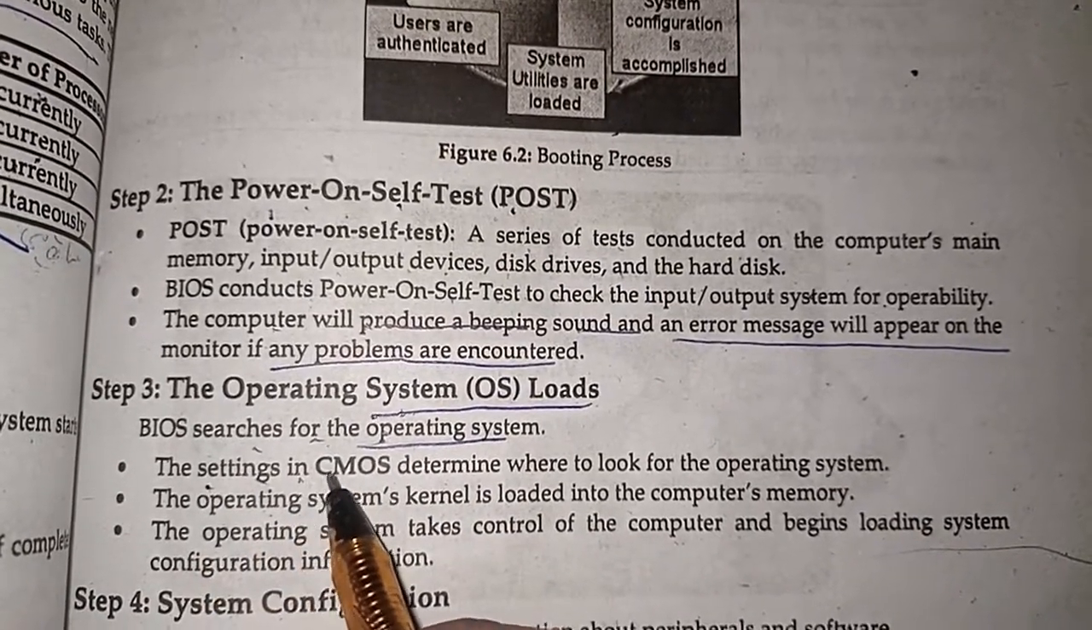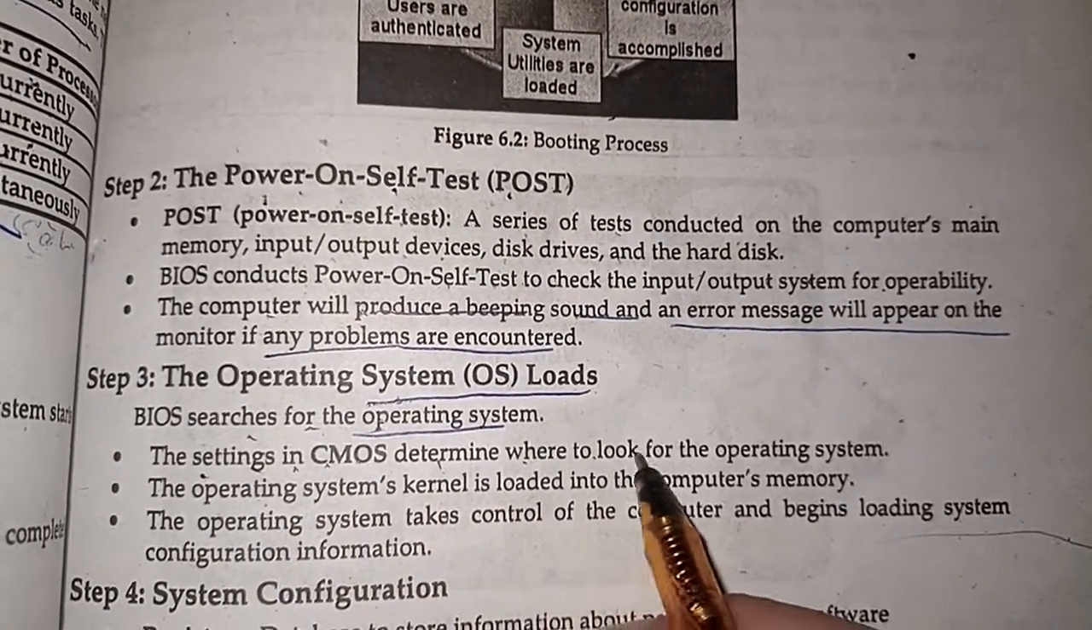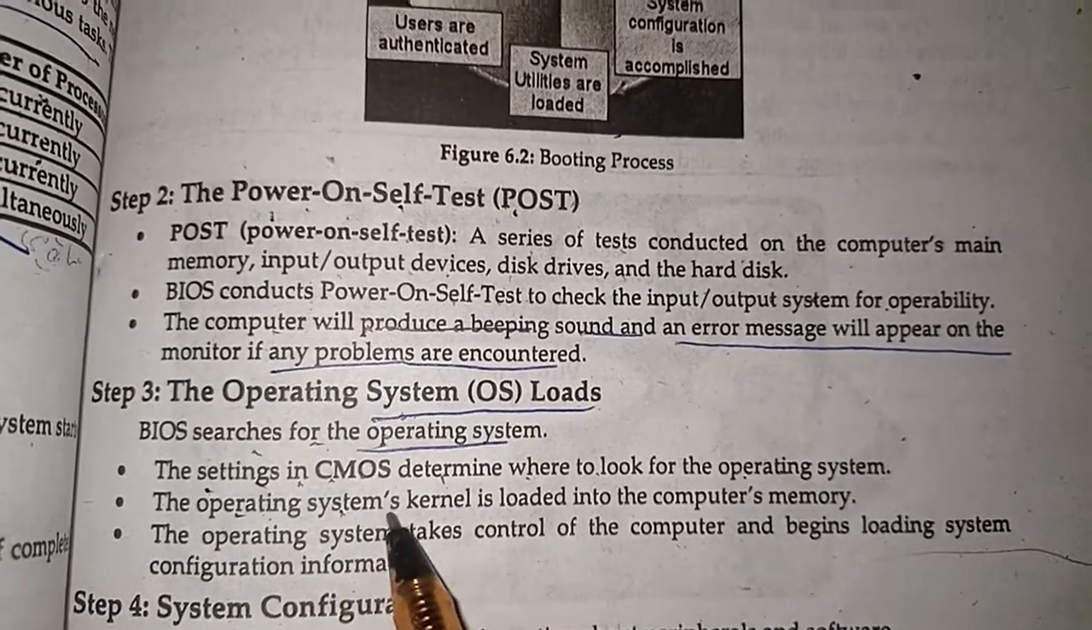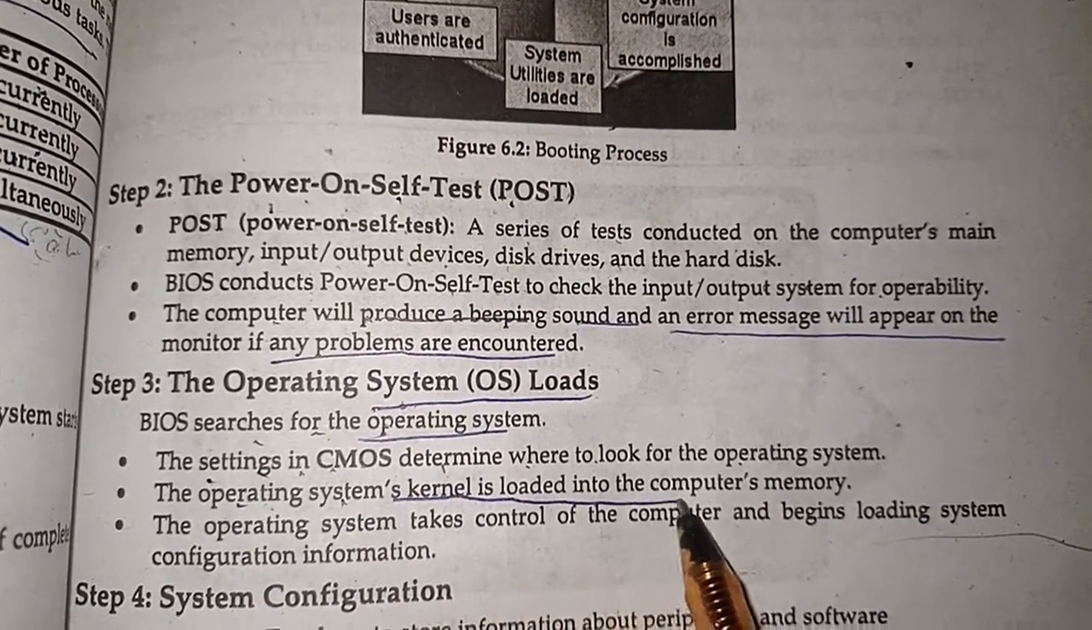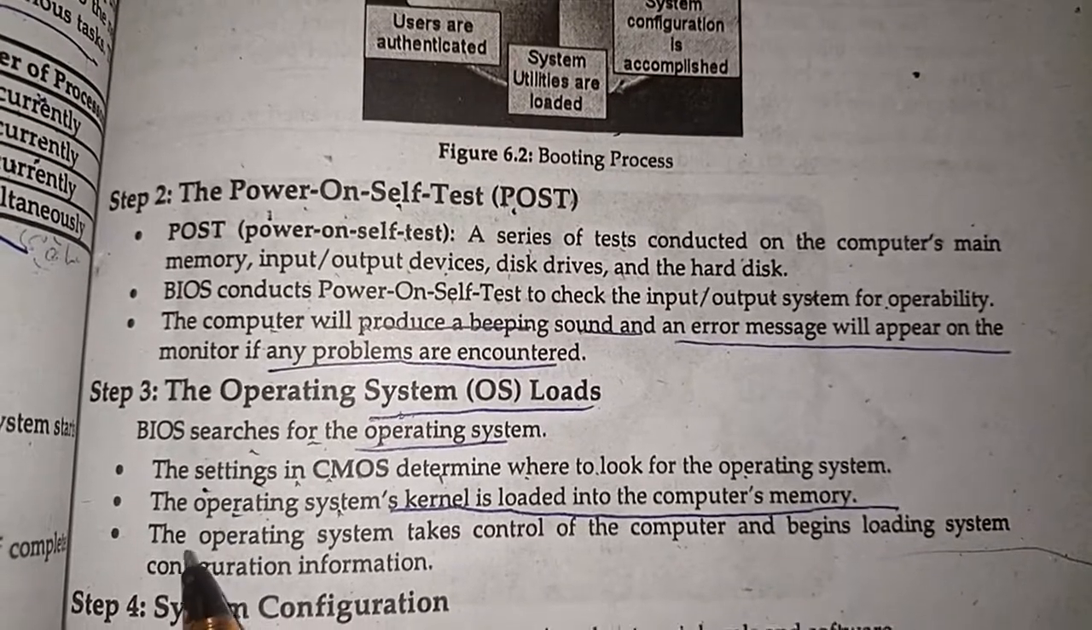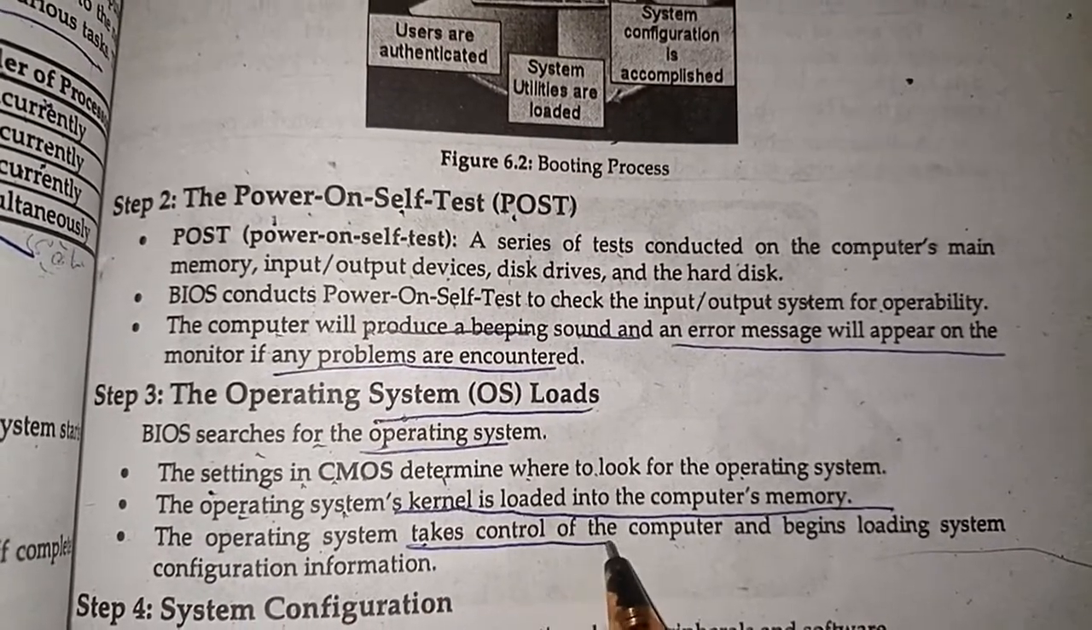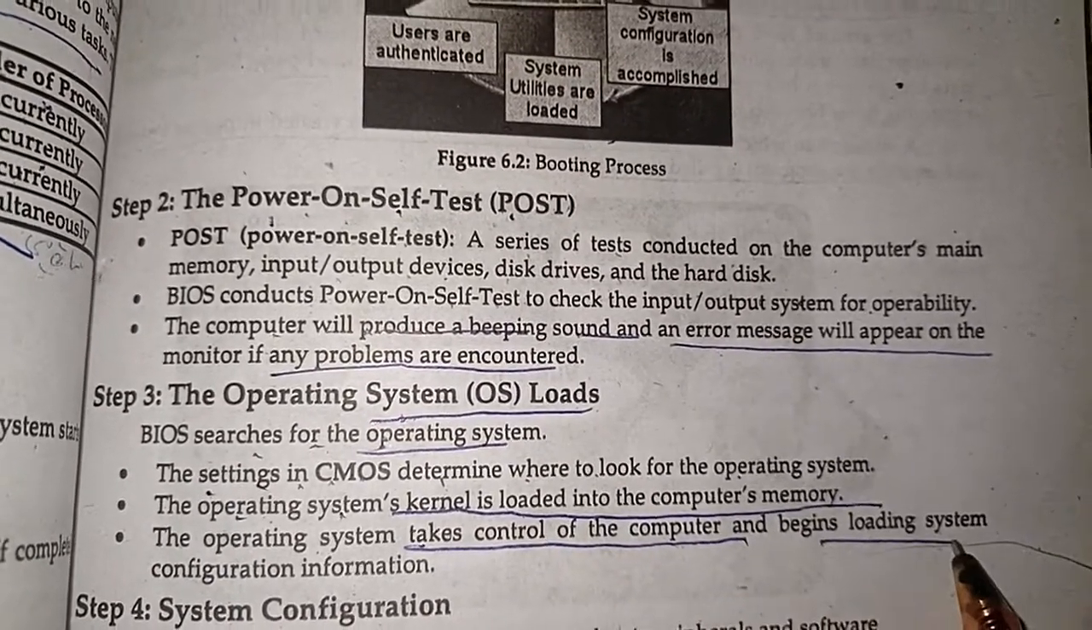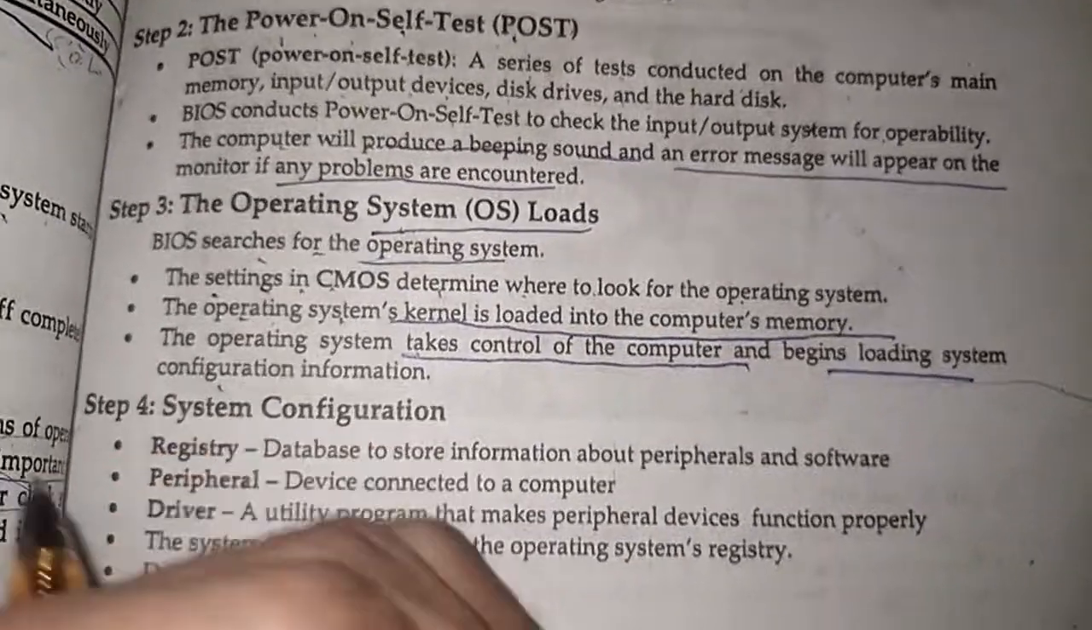Step 3: the operating system loads. BIOS searches for the operating system. The settings in CMOS determine where to look for the operating system. The operating system kernel is loaded into the computer's memory. The operating system takes control of the computer and begins loading system configuration information.